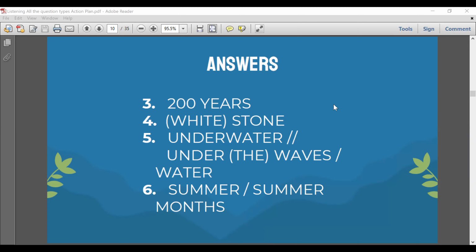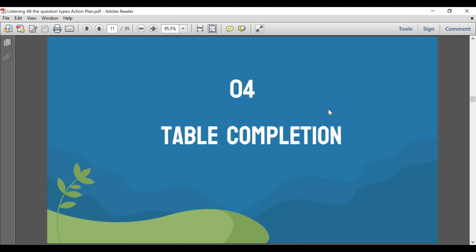Let us move ahead. हमने ये अभी जो किया, this was sentence completion. Now we are going one step further. Table completion, again a very easy form of IELTS listening. पहला था फॉर्म कंप्लीशन, ये जो है वो टेबल कंप्लीशन है. ये भी एक बहुत इजी है.